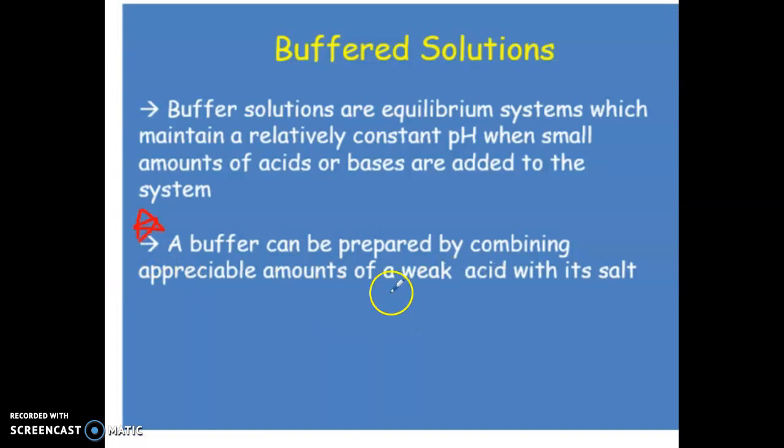We essentially need to have a weak acid with its salt. What I mean by that is we need an ionic compound that contains the conjugate base of that weak acid. For example, let's say I was using HF as my weak acid. The conjugate base ion would be fluoride ions. If I needed an ionic compound that has this, I could use, for example, sodium fluoride. So hydrofluoric acid would be my weak acid, and then fluoride ions coming from sodium fluoride could be the salt that I use.